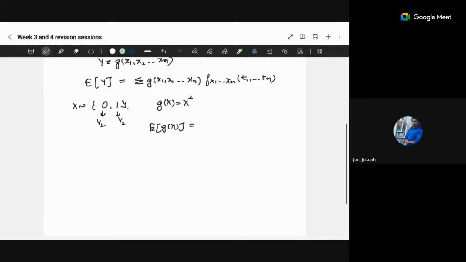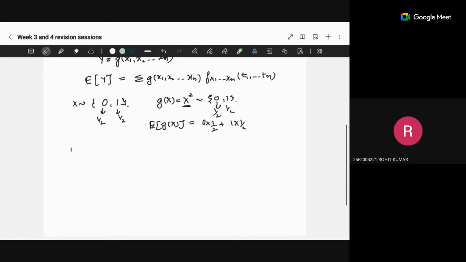There are two methods, right? First, I find the values of x square. What values can x square take? 0 and 1 again, with probabilities 1 by 2 and 1 by 2. So the expectation of g(x), x square, will be 0 into 1 by 2 plus 1 into 1 by 2. The next method is to square the values directly: 0 square into 1 by 2 plus 1 square into 1 by 2. In this way also, I can calculate the expectation, correct? Yes, ma'am. It's fine? Okay.